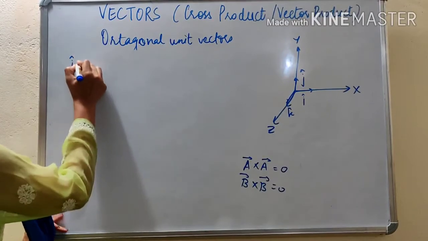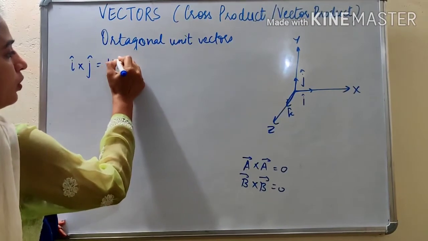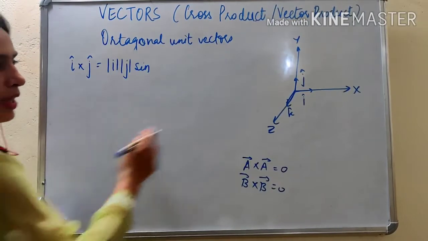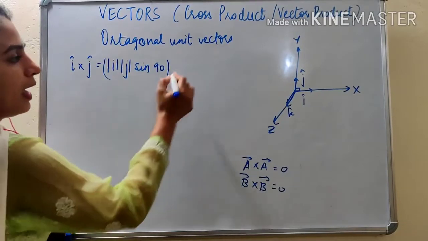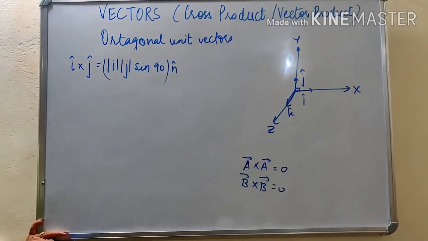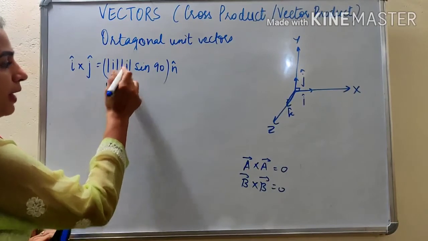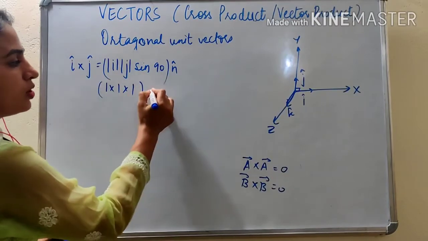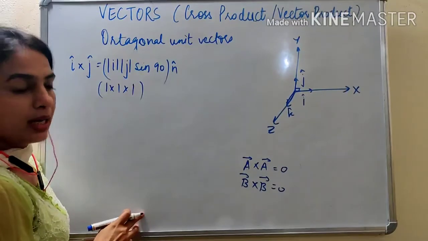Then what about i cap cross j cap? If I ask you, what is the value of i cap cross j cap? You will say magnitude of i, magnitude of j, sine of the angle between i and j. What is the angle between i and j? That is 90 degrees, sine 90, and a unit vector perpendicular to i as well as j, or perpendicular to the plane of i and j. So magnitude of i is 1, magnitude of j is 1, sine 90 is 1. So the magnitude of i cross j is 1, and the direction is perpendicular to i and j.